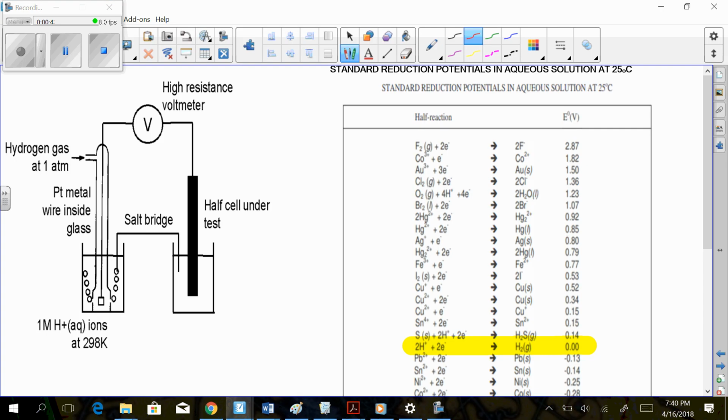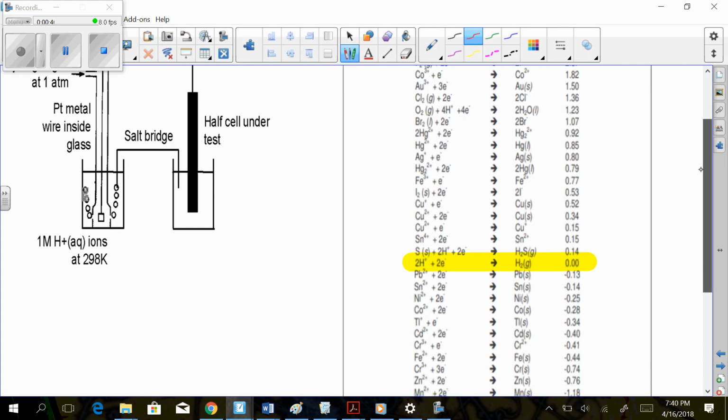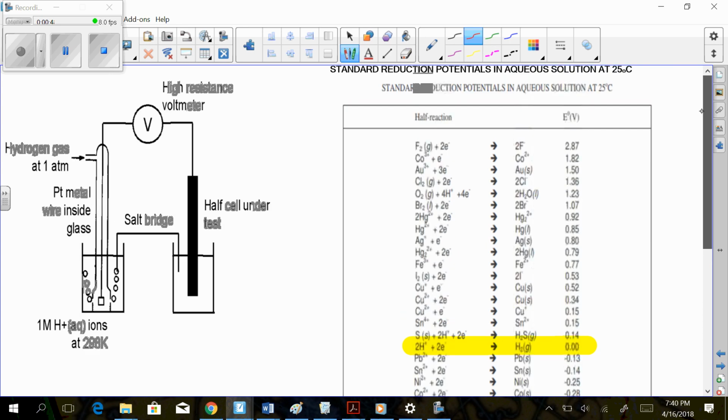If you look at this, I want to talk about this. You have one of these standard reduction potential tables, and if you look all the way down, as the reduction potential tables go down, they approach zero. At zero, this is what all these cells are based on. If you notice this reaction, you have hydrogen gas, and this is the actual cell for that. All those other reactions are based on hydrogen being zero.